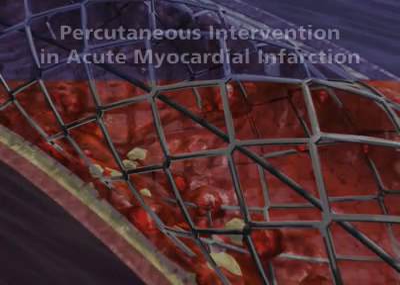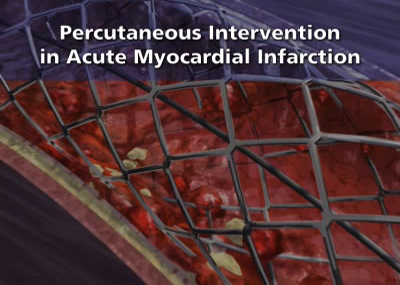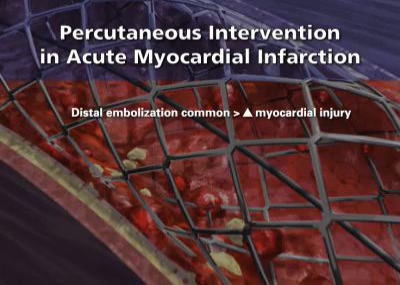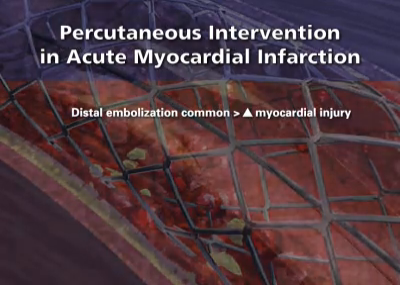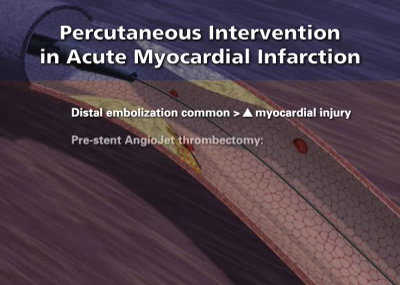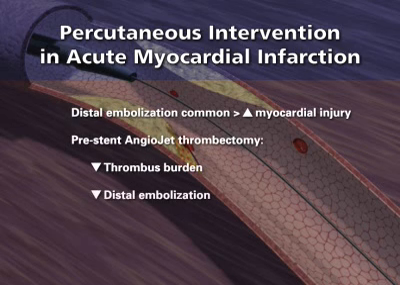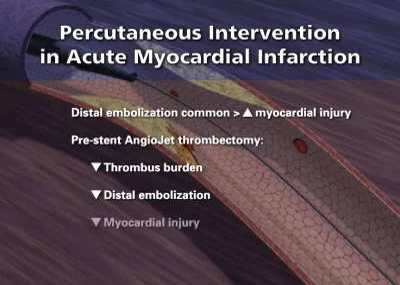In summary, percutaneous intervention in the setting of acute myocardial infarction due to coronary thrombosis is frequently associated with distal embolization and additional myocardial injury. Angiojet thrombectomy reduces the overall thrombotic burden, reduces distal embolization, and its associated myocardial injury.